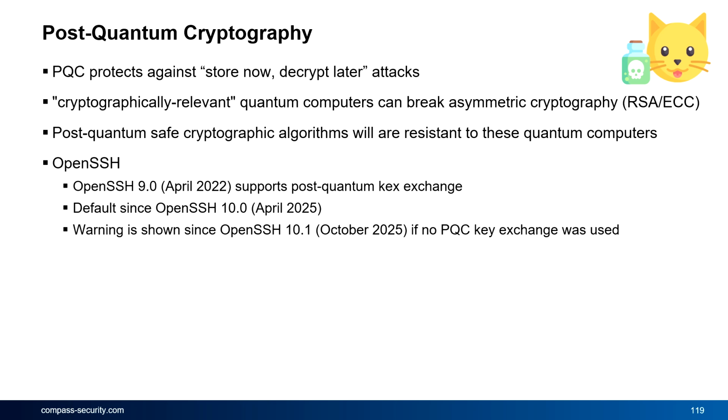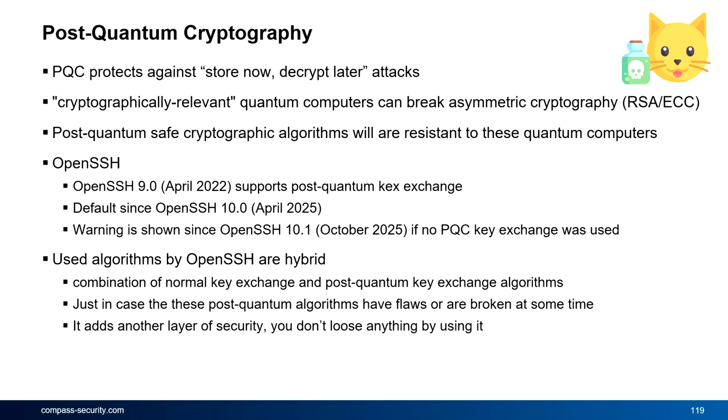OpenSSH implements this since version 9 from 2022, and there a post-quantum algorithm is used for the key exchange. And this is also enabled by default in OpenSSH version 10 from 2025. Now if you connect to a server that does not support post-quantum cryptography, you will get a warning.